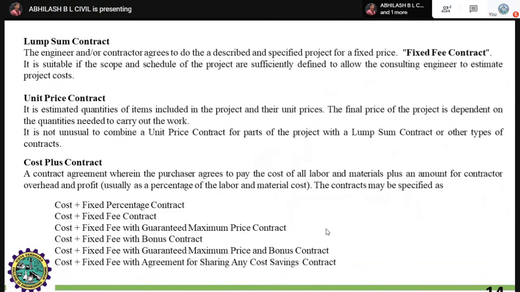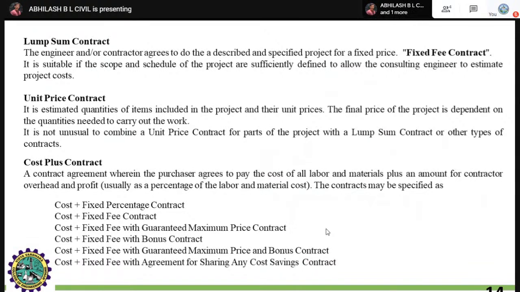Next, the cost plus contract. It is a contract agreement wherein the purchaser agrees to pay the cost of all labor and material plus an amount for the contractor's overhead and profit, usually as a percentage of the labor and material cost. As I was saying regarding the labor contract and the material contract, here the material contract represents overall charge of the material, labor, supervisors, engineers, everything. It will be in the hands of the constructor developers.